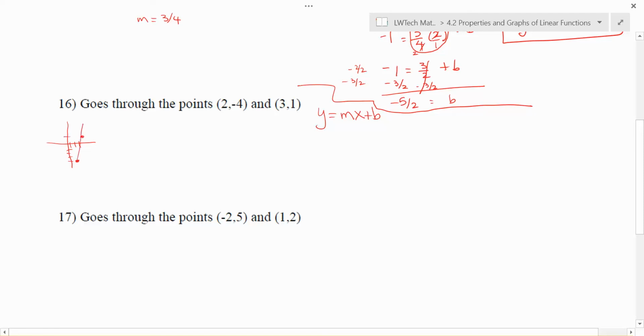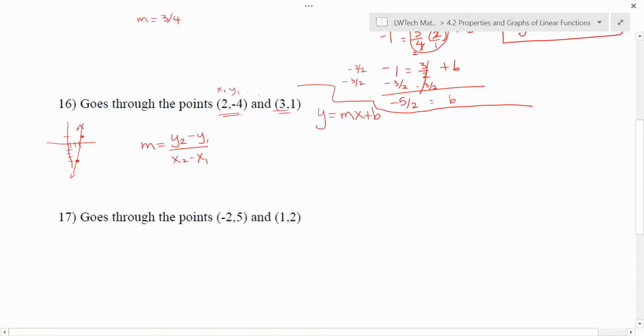Having just 2 points is enough to uniquely define that line. So it should be enough for us to come up with an equation of that line. How do we do it? Well, they don't give us the slope, but we do have a formula to calculate the slope from 2 points. Remember, m is equal to y2 minus y1 over x2 minus x1.